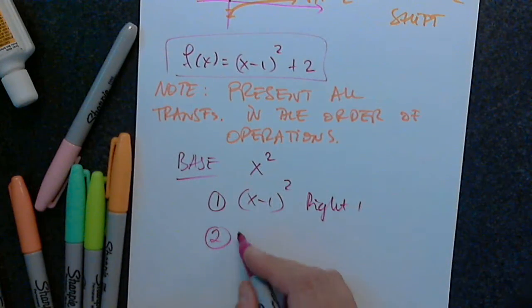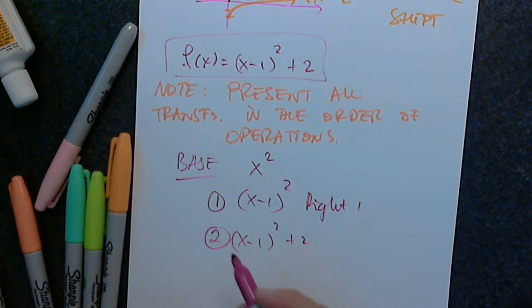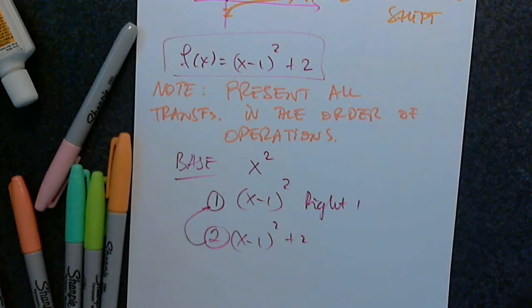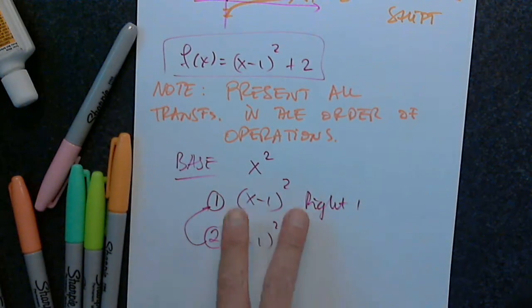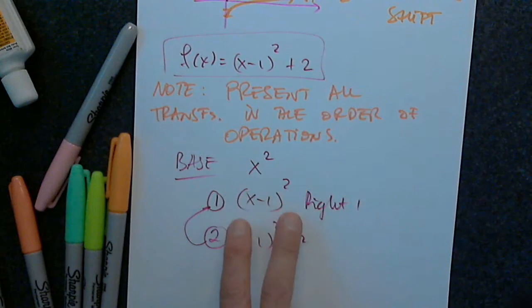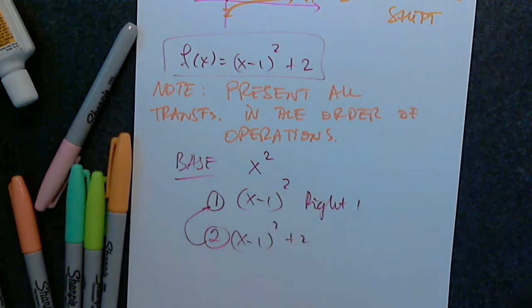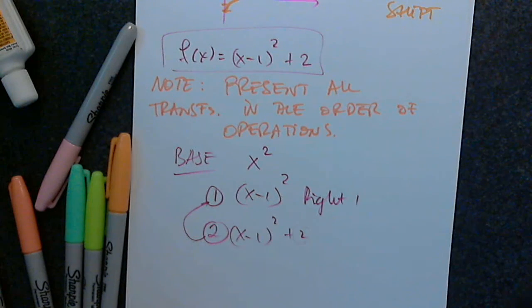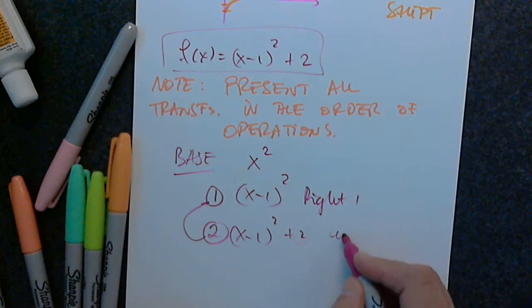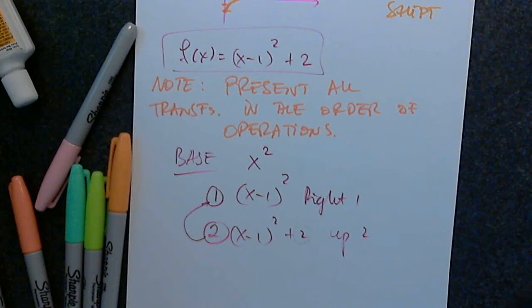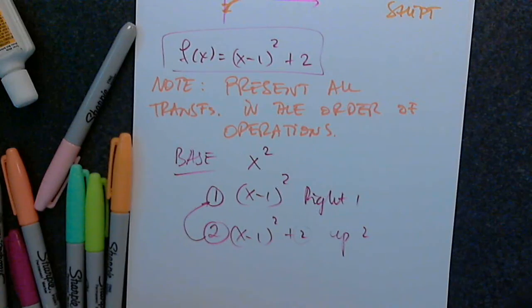The next step, which is x minus 1 squared plus 2, is the transformation on function 1. So the base function is gone. Now I have to compare these two, and comparing these two, I identify what changes. Comparing this to this, the plus 2 tells me that there is a change in x or a change in y. If it's a change in y, this graph will go where? Up 2. Very good. This is what we mean by presenting the transformations in order of operations.